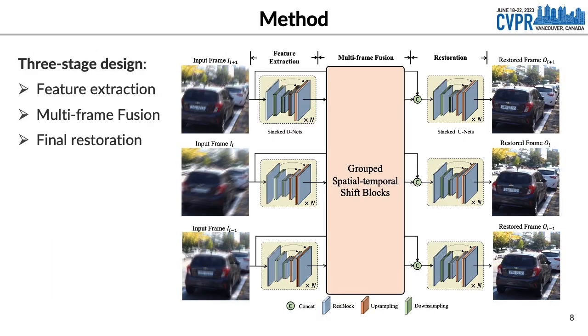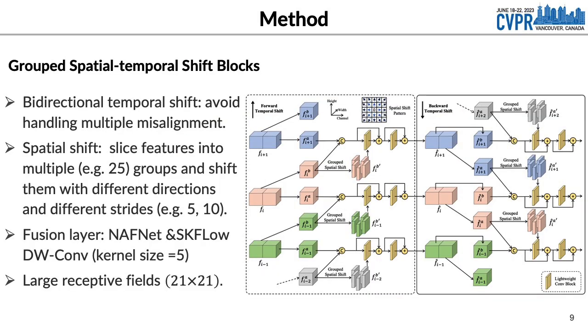The first and third stages are frame-wise processing. The core of the method is the multi-frame fusion implemented by grouped spatial-temporal shift blocks. The grouped spatial-temporal shift consists of grouped temporal shift and grouped spatial shift. For the grouped temporal shift, we utilize a bidirectional temporal shift.